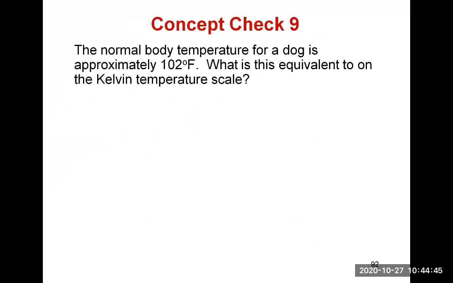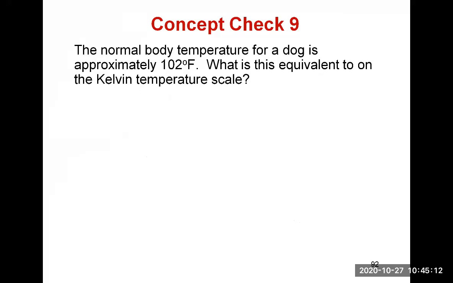Let's do a final concept check. And this time I want you to pause the video and try to solve this problem before you watch the answer. It is important you try before you watch the answer. So the normal body temperature for a dog is approximately 102 degrees Fahrenheit. What is this equivalent to on the Kelvin temperature scale?